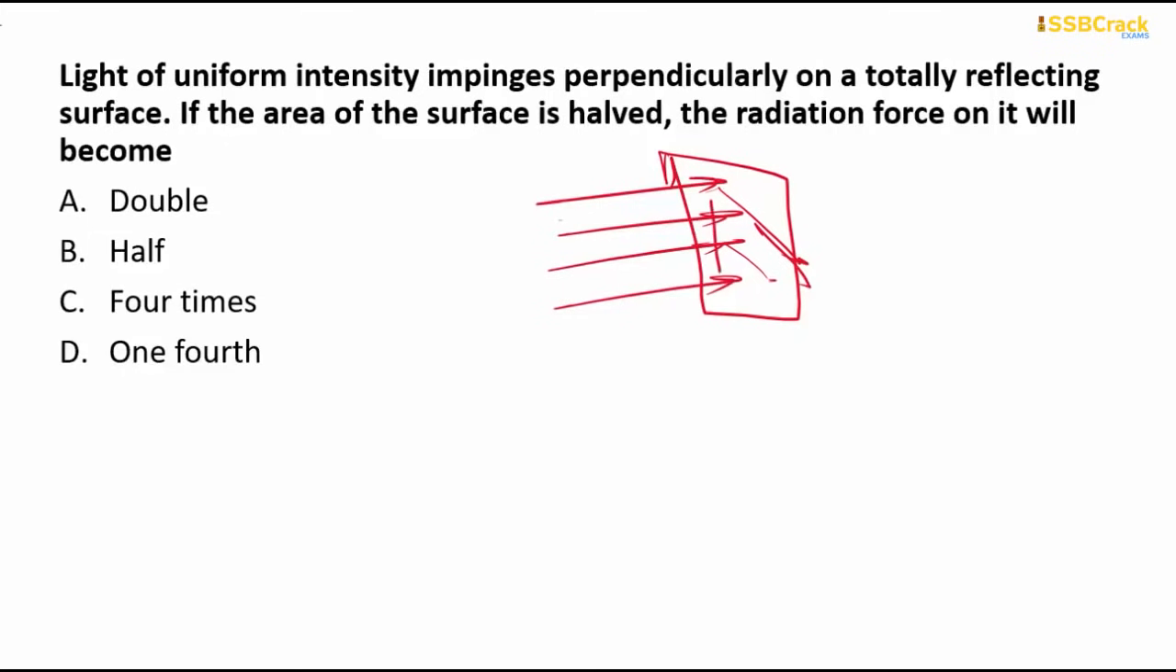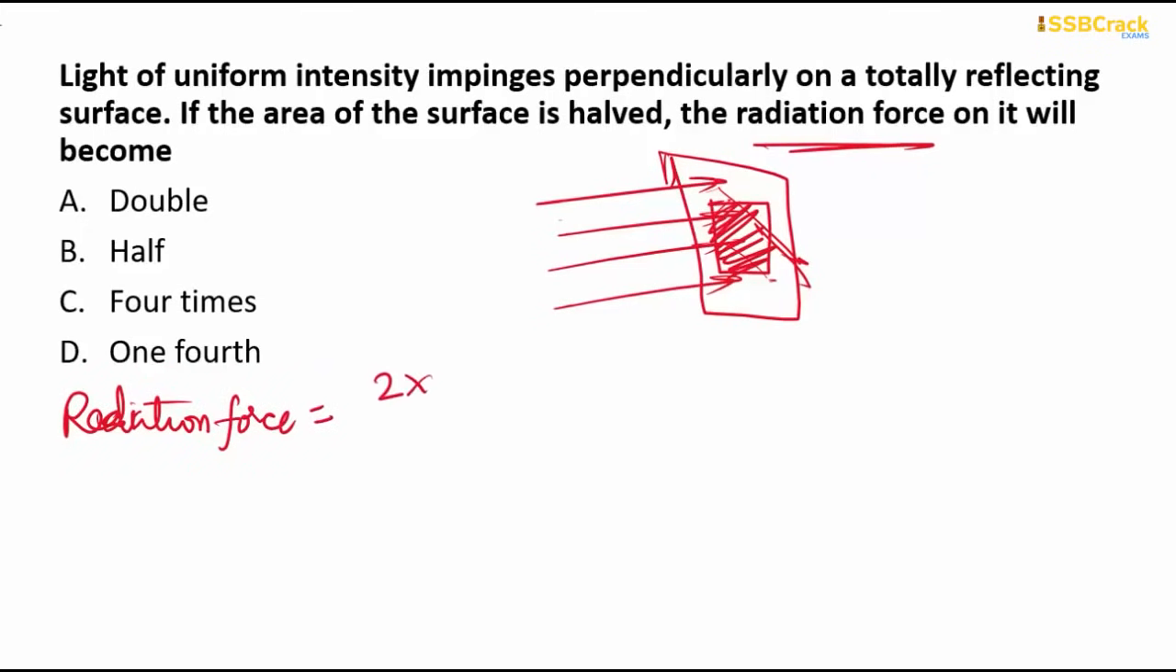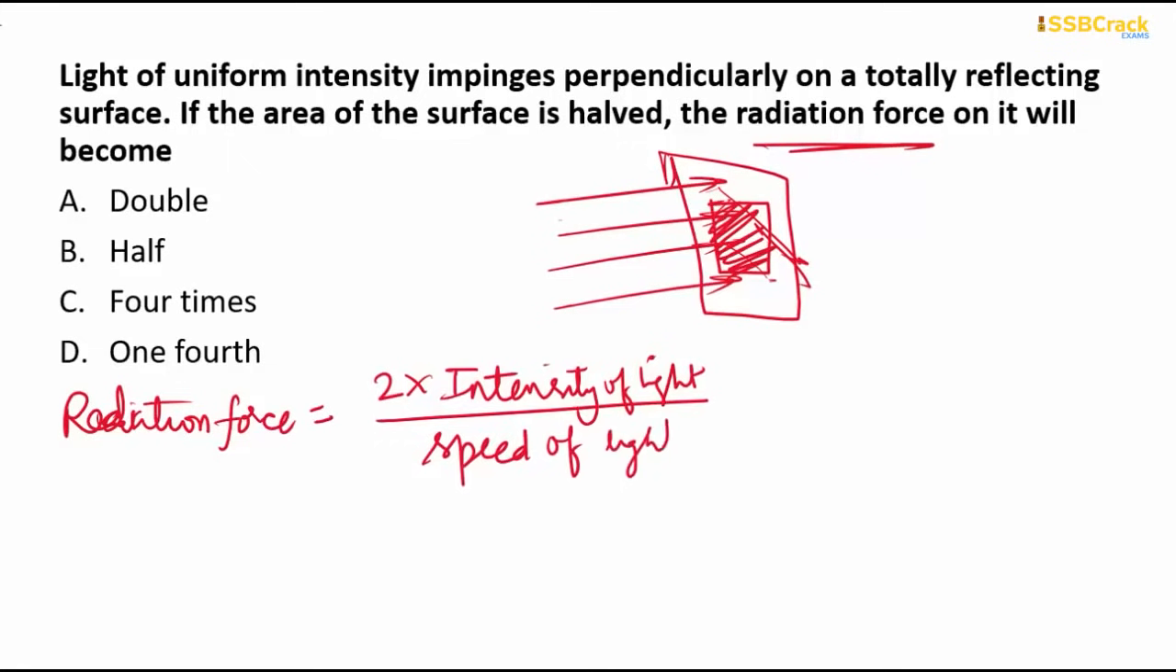Now, if the area of this reflecting surface is halved, what will happen to the radiation force? That we have to see. We have to find out the radiation force that is mentioned here. We have to remember the formula of the radiation force. Radiation force is equal to 2 into intensity of light divided by the speed of light. So radiation force F is equal to 2 into intensity of the light divided by the speed of the light.